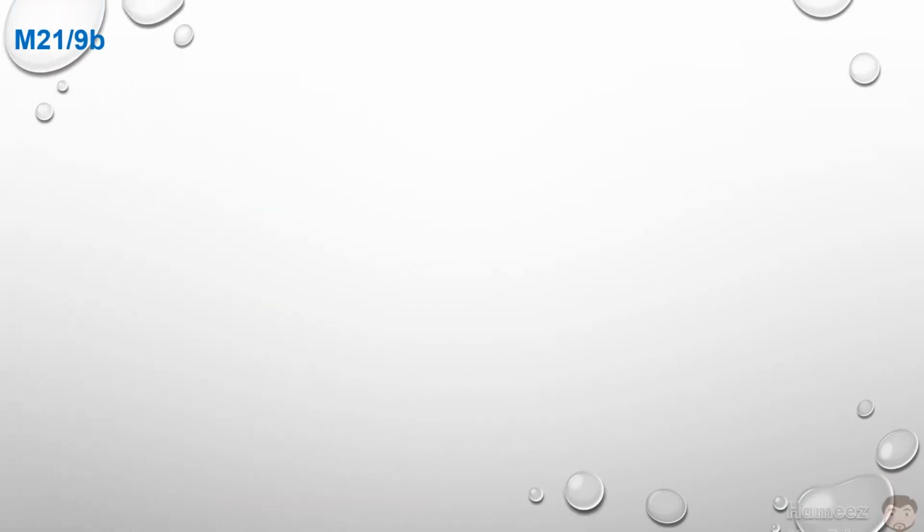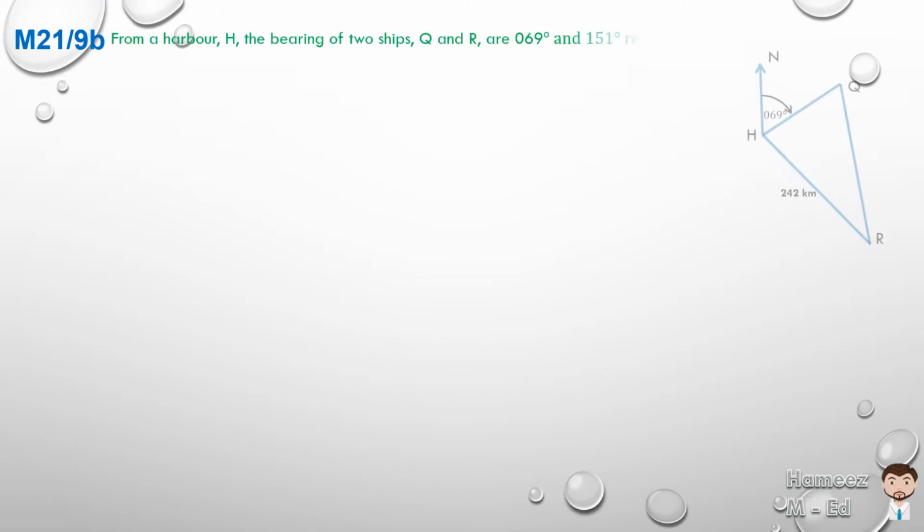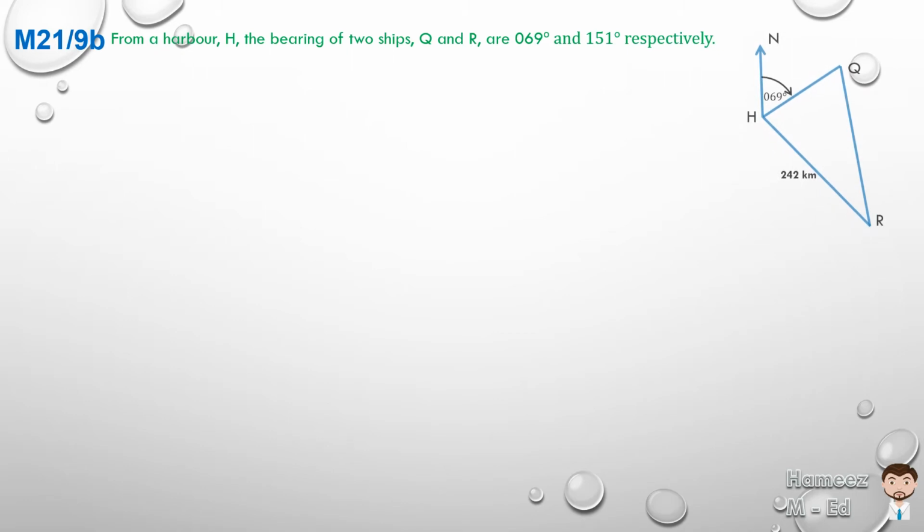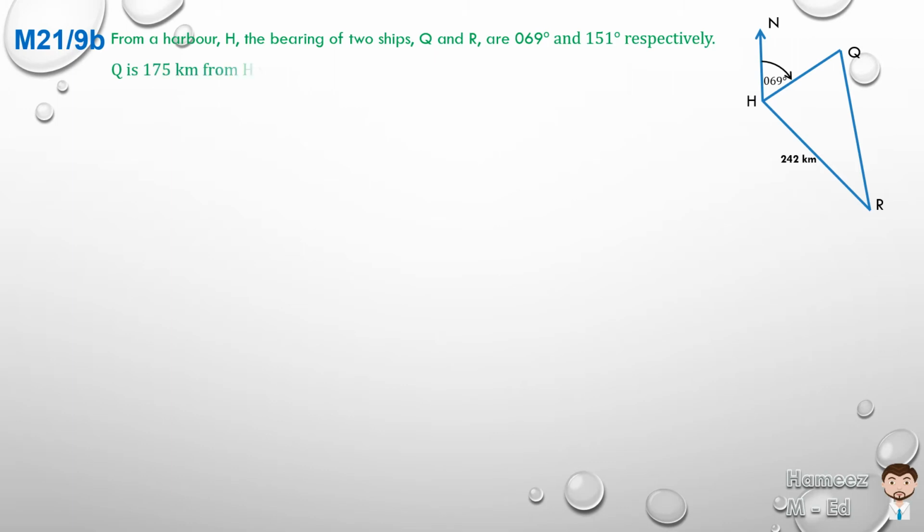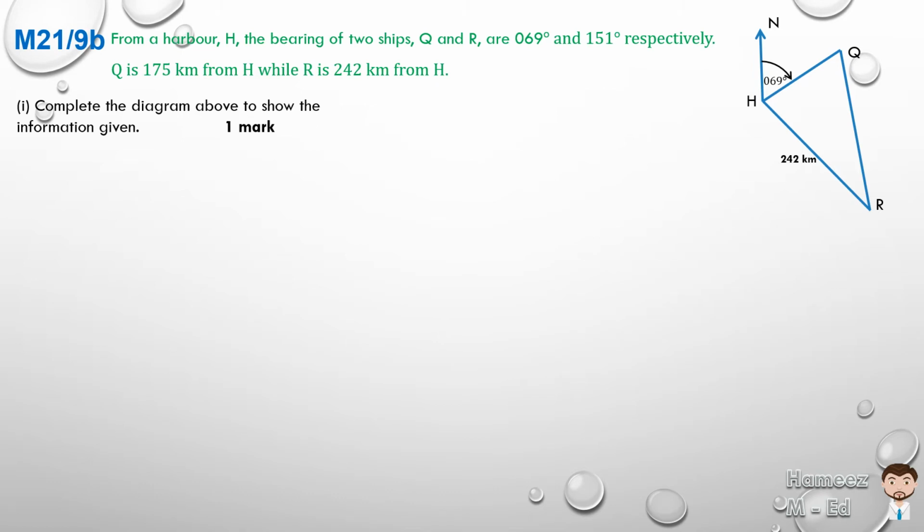May 2021, number 9B. From a harbor, H, the bearing of two ships, Q and R, are 69 degrees and 151 degrees respectively. Q is 175 kilometers from H, while R is 242 kilometers from H. Part 1. Complete the diagram above to show the information given.